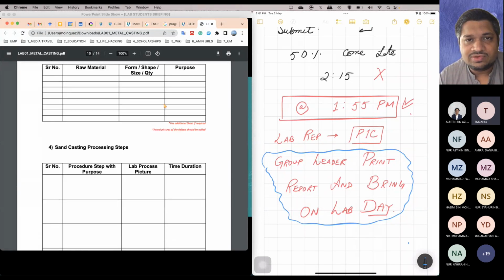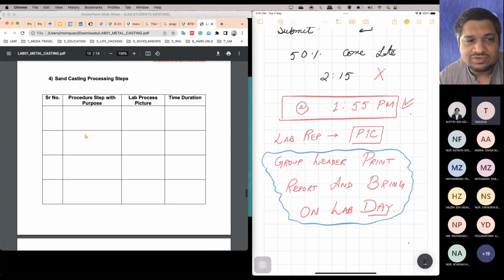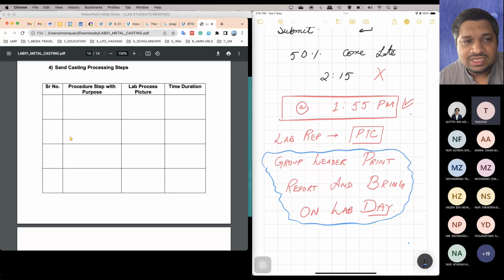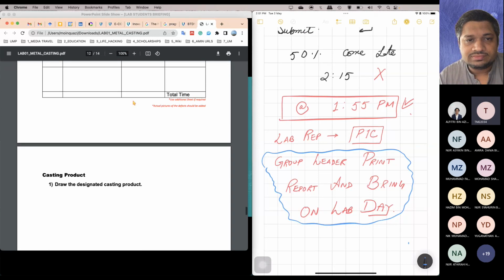One person should fill the report and the other person should take the pictures of each process. So one person should be assigned to fill the report, and the other person is going to note down how much time it takes to perform one operation. Please note down the sand casting processing steps, how much time it takes to perform each step, and then take the picture of the process and put it down like this. Later on, you have to calculate the total time which was used to conduct the sand casting lab.